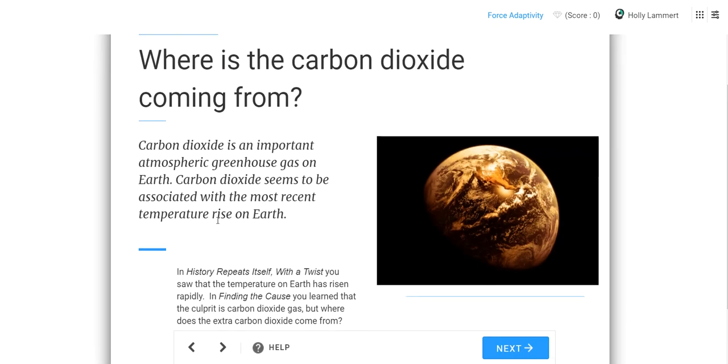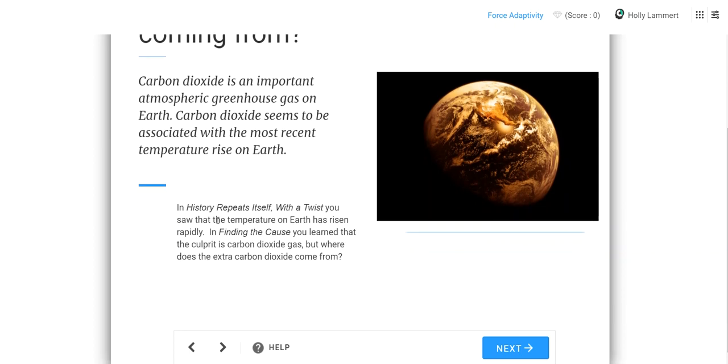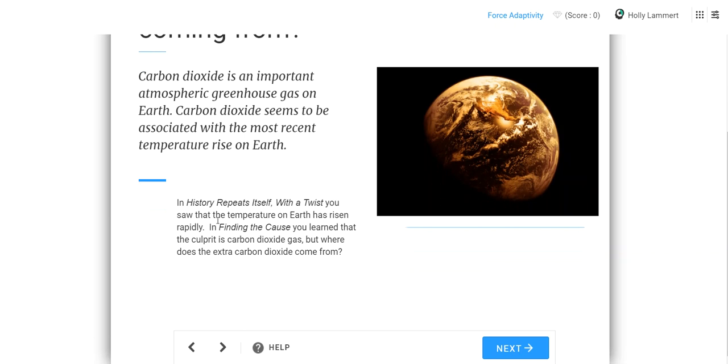So the introduction says, where is the carbon dioxide coming from? Carbon dioxide is an important atmospheric greenhouse gas on Earth. Carbon dioxide seems to be associated with the most recent temperature rise on Earth. In History Repeats Itself with a Twist, you saw that temperatures on Earth have risen rapidly. In finding the cause, you learned that the culprit is carbon dioxide gas. But where does the extra carbon dioxide come from? And this is kind of a dark picture of Earth, I guess. Kind of yellow. I don't know.